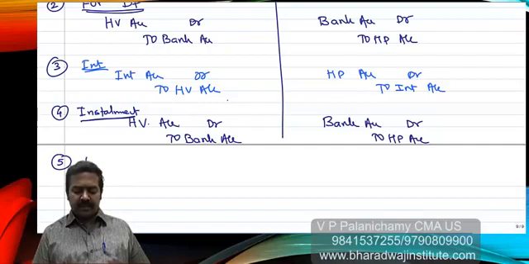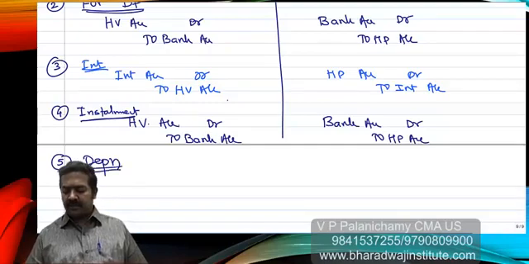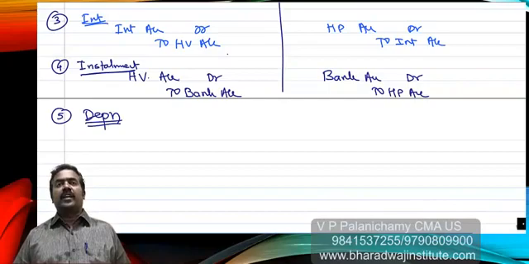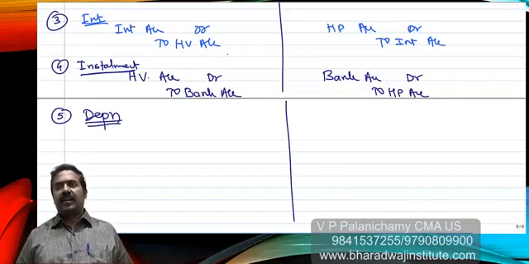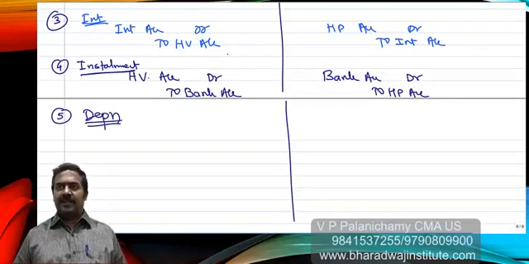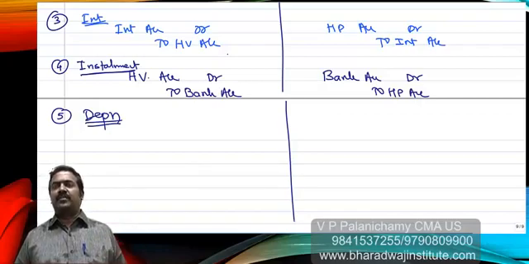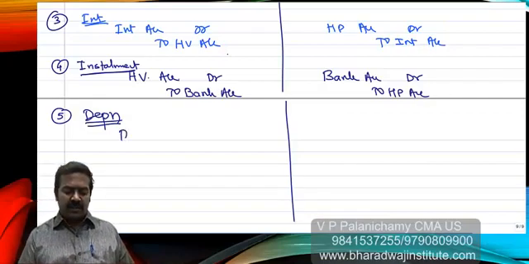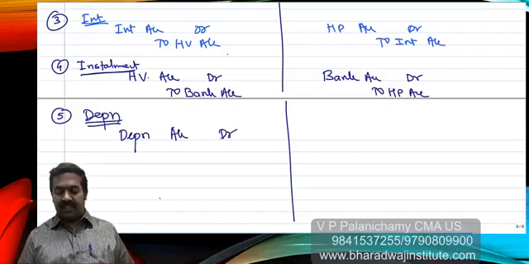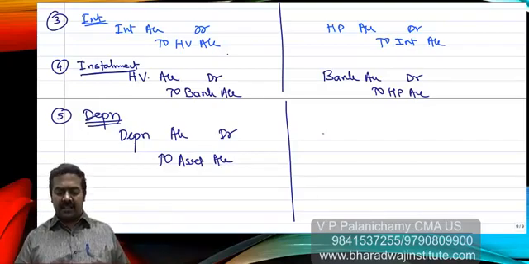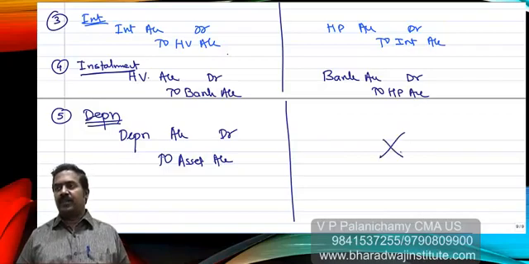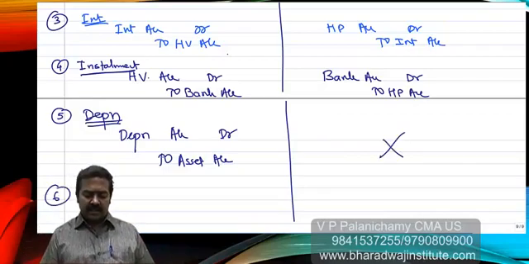Next, the fifth one: depreciation. Who can claim depreciation? Who is having the asset? Hire purchaser. Who is using the asset? Hire purchaser. For the hire purchaser, it is like a fixed asset. For the vendor, it is stock in trade. So depreciation will be in the books of hire purchaser. What is the entry? Depreciation account debit to asset account. The asset can be machinery, plant, furniture, car, truck, anything. For the other party, no entry will come. Next, listen.